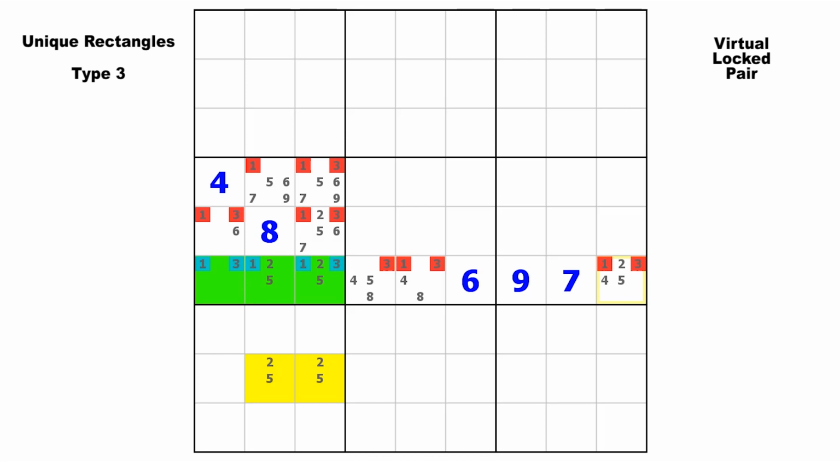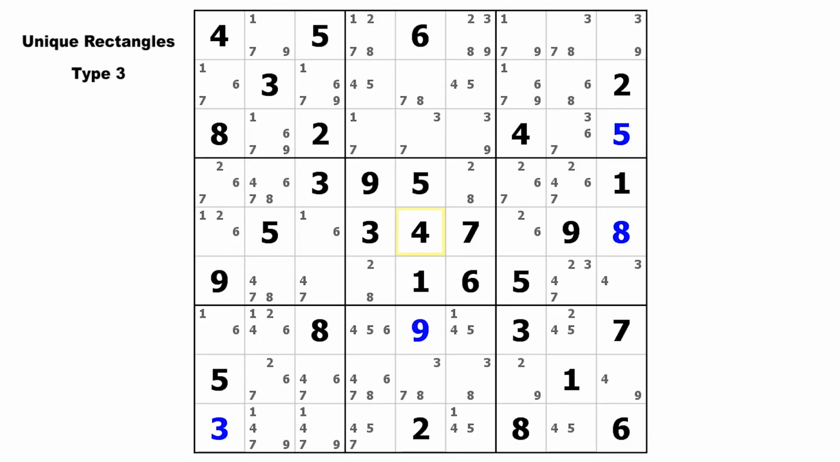All right, let's look at some real examples and some real puzzles. Okay, here in this puzzle, the UR candidates are 4 and 5, and there's your rectangle. And we've got 2 non-diagonal cells with extra candidates here and here.